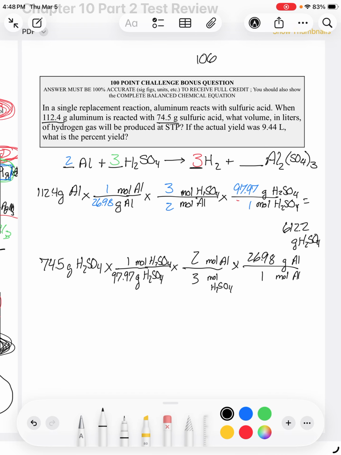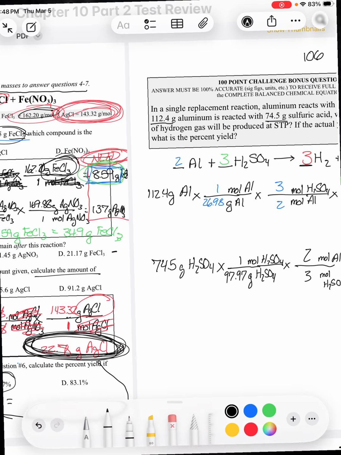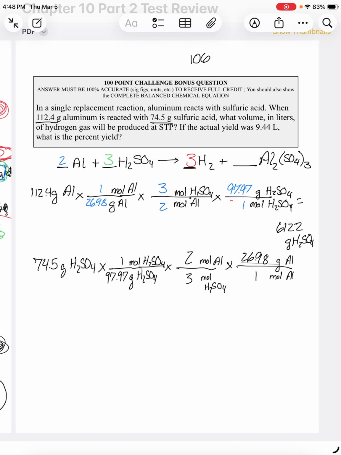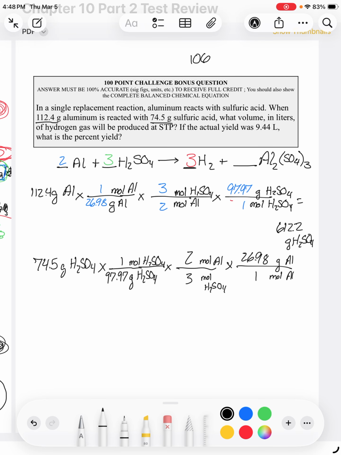That'll be 74.5 times 2 times 26.98 divided by the product of 97.97 times 3. And that should give us 13.67 grams. Now we will go ahead and round that to 13.7 to stay consistent with sig figs. That's grams of aluminum because everything else canceled out.